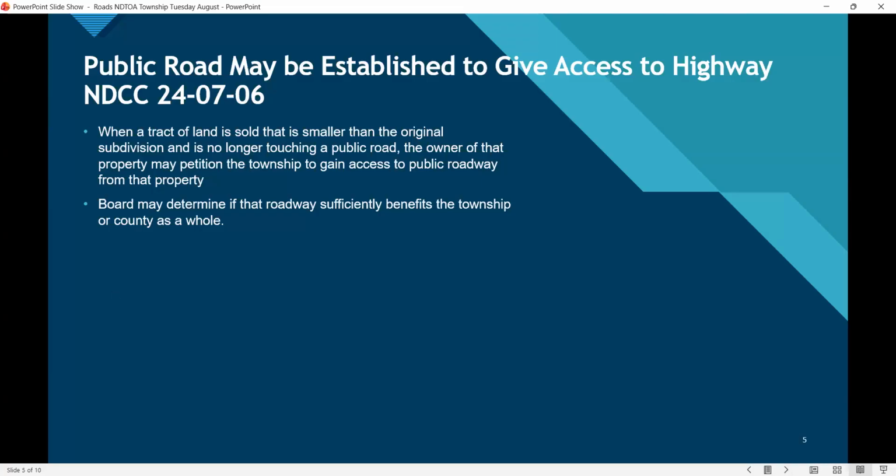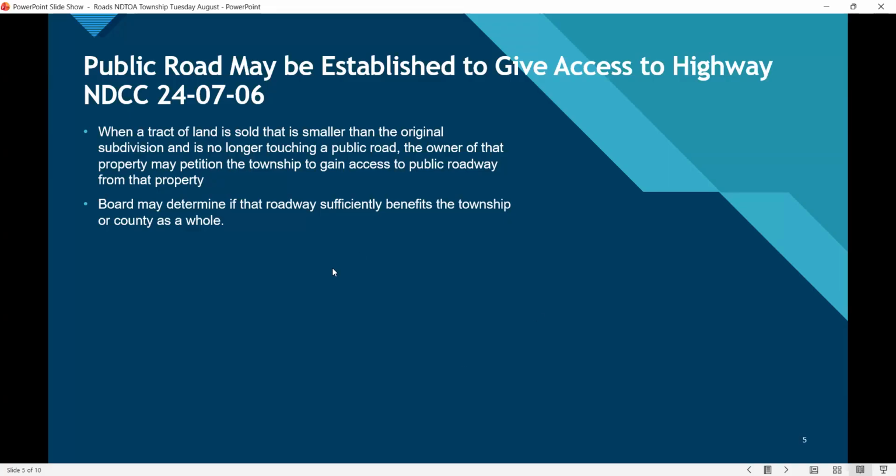Not necessarily a grant to go across the other land, but the township can build that, or the township would be able to build that if someone came forward. There still would have to be easements granted to or from that other land.